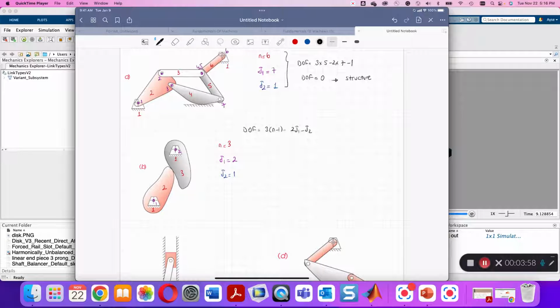So from here, degree of freedom will be equal to 3 times n minus 1 minus 2 times j1 minus j2. So degree of freedom is equal to 1. Because it's greater than 0, you designed a mechanism, just 1 degree of freedom mechanism.